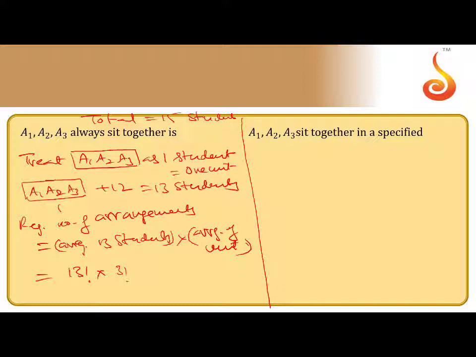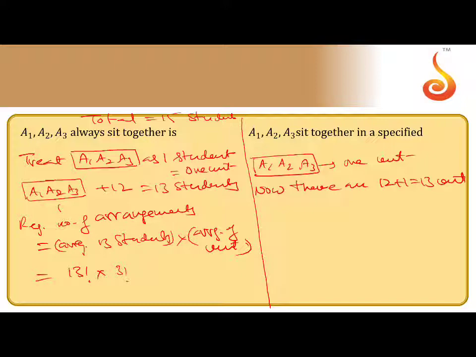Now the second case: A1, A2, A3 sit in a specified order. A specified order is only one way. So A1, A2, A3 sit together in a specified order. That means take it as 1 unit, same as before, but they're asking for one specific order, so there should be one order only. Now there are 12 plus 1, 13 units, 13 students. So the 13 things can be arranged all at a time in 13 factorial ways.